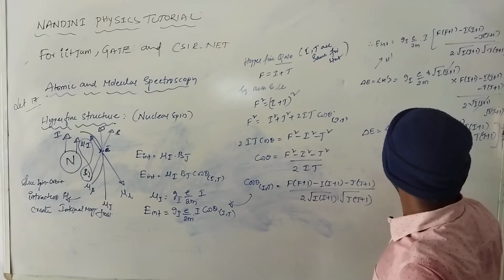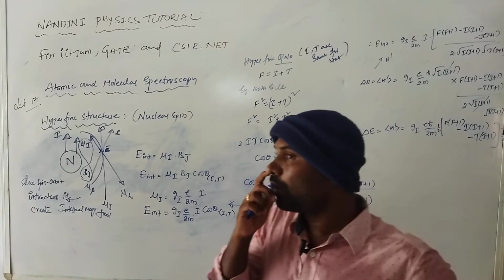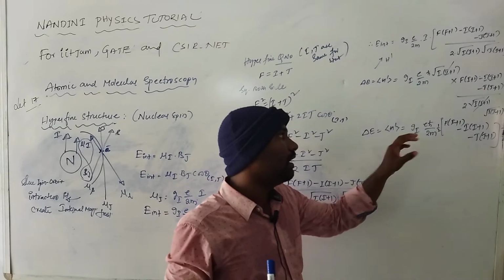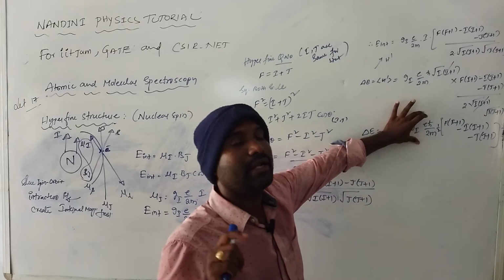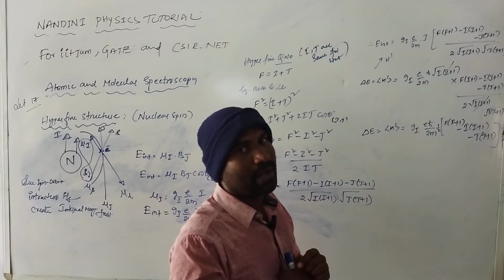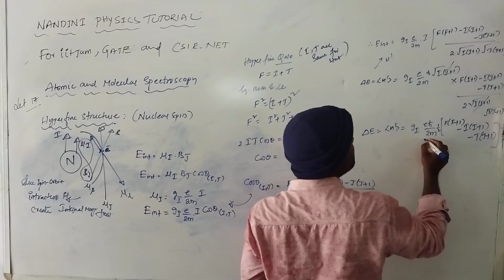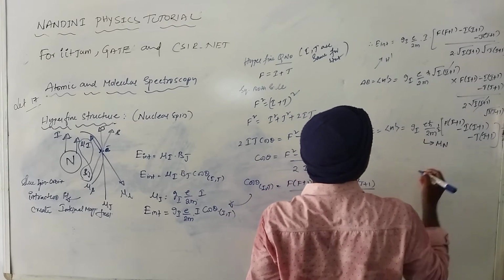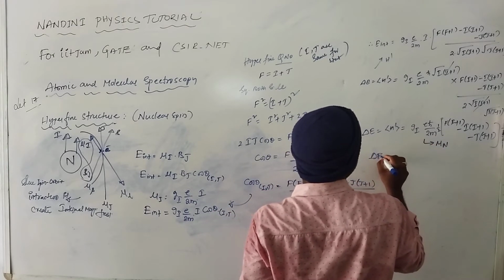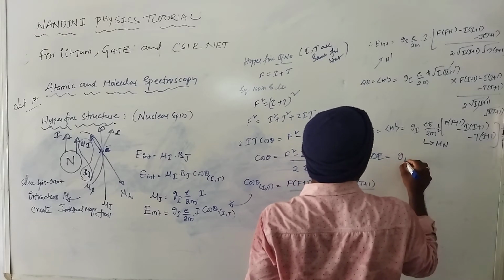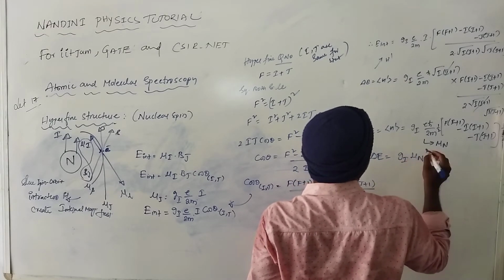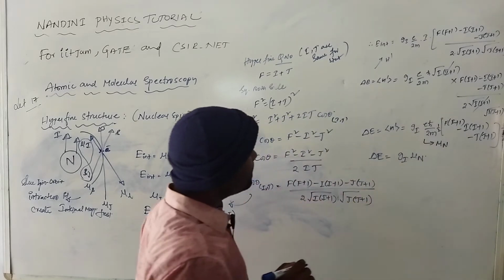So, this e h cross by 2m is nothing but the Bohr magneton-like quantity, and here I write this is the nuclear magneton. Okay. So, this is nothing but mu n, the nuclear magneton. So, delta E is equal to g_I mu n into. Okay. So, there is one term missing right now.